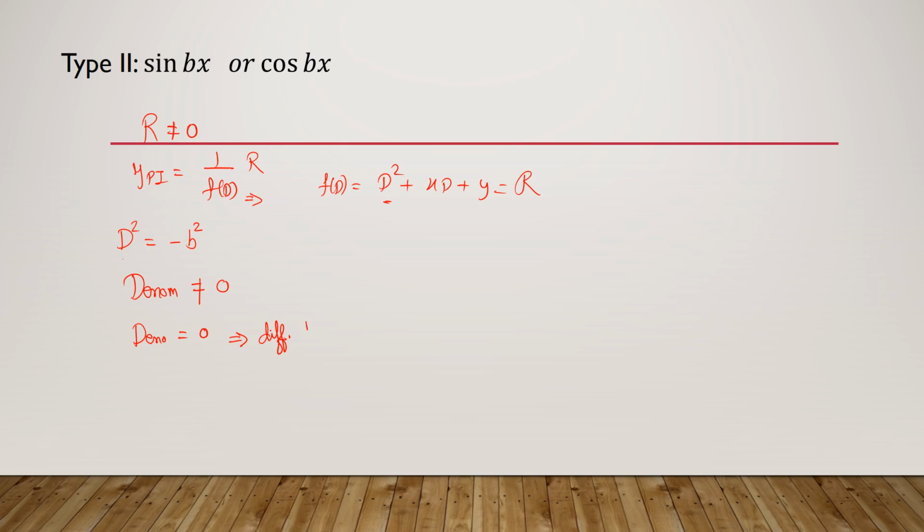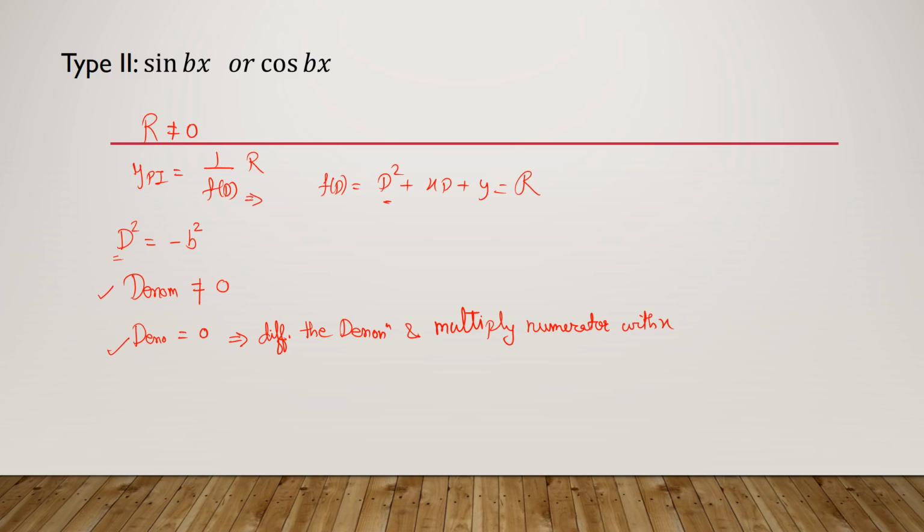differentiate the denominator and multiply the numerator with x. You will get the solution. And once again substitute the value of D² equal to minus b² and check whether the denominator is equal to 0 or not. If it is equal to 0, then repeat this procedure, and if it is not equal to 0, then the value itself is the solution of that differential equation.